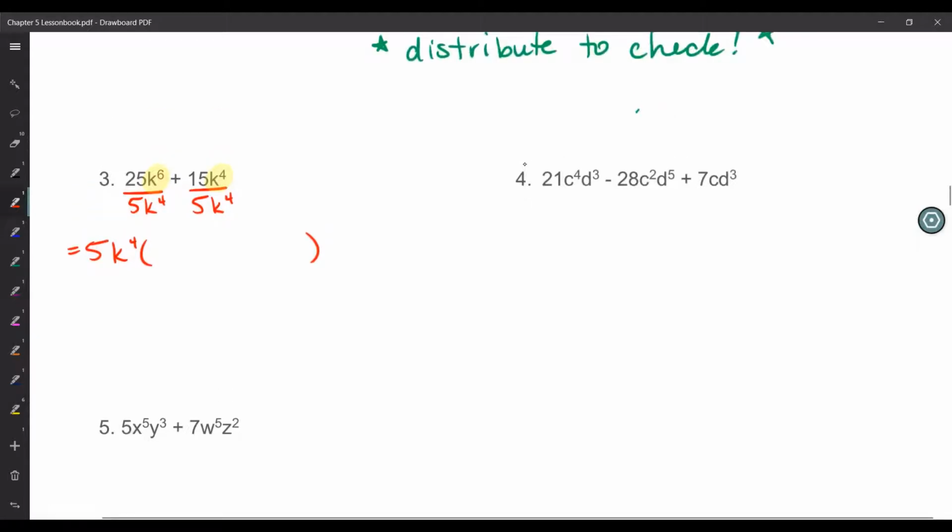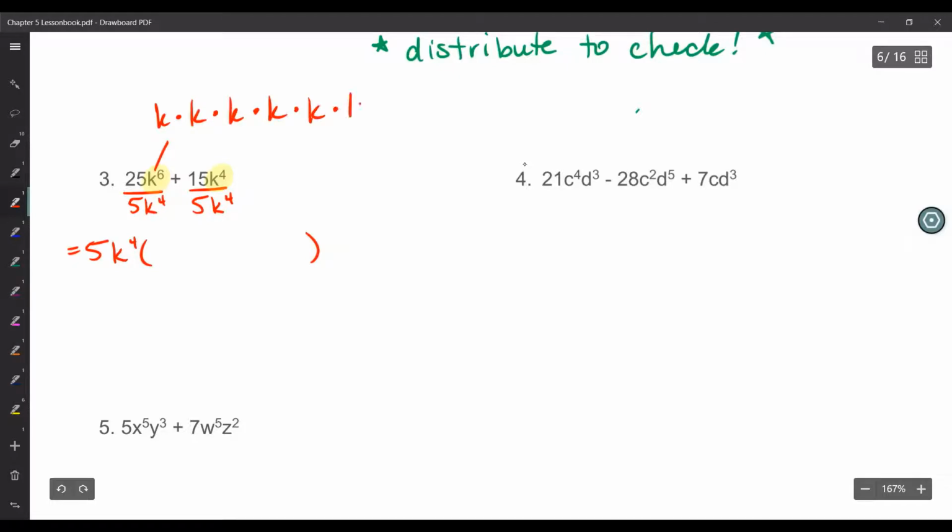Remember, guys, when I work with variables, it's not exactly the same as dividing, right? If we have 6 k's here, I actually have k times k times k times k times k times k. And I can take out 4 of those k's. How many would remain after that?